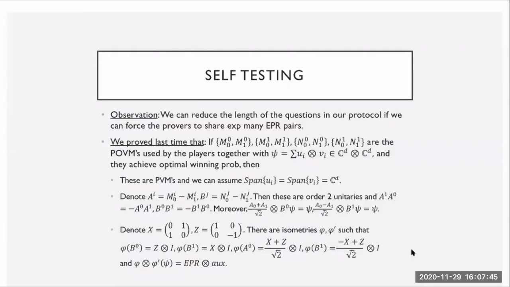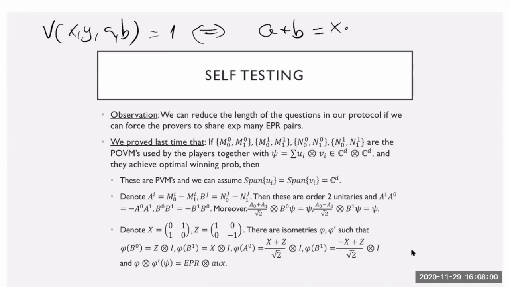But in the CHSH game, we said that a quadruple of questions and answers is a winning condition if and only if the sum of the answers is equal to the product of the questions modulo 2. So the XOR of the answers is equal to the AND of the questions.